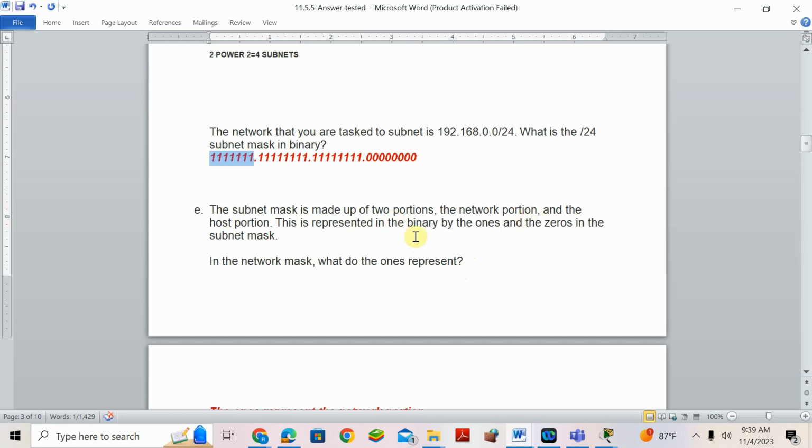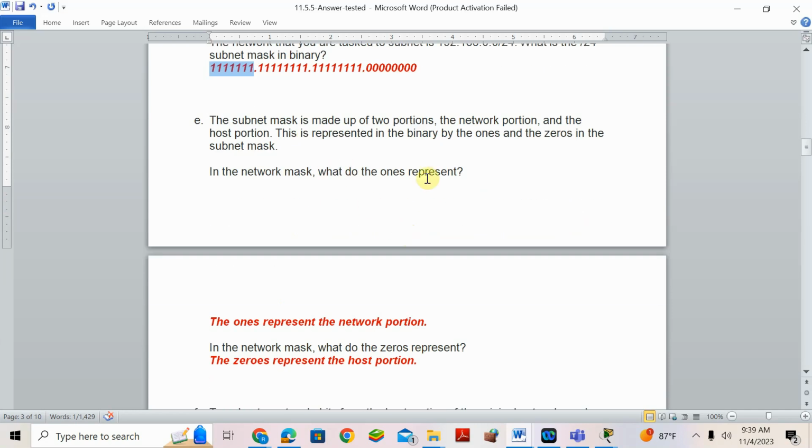They are represented in binary by 1s and 0s in the subnet mask. In the subnet mask, what does 1 represent? 1 represents the network portion, 0 represents the host portion. So this part is network. Wherever 1 comes it is network, wherever 0 comes it is host portion.